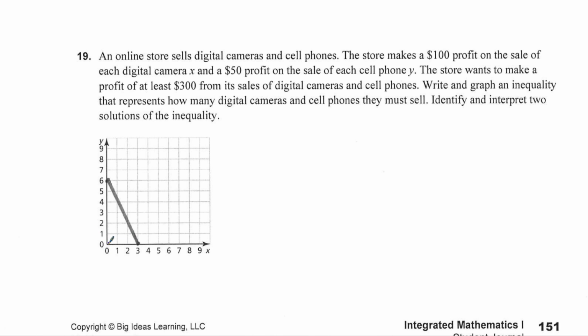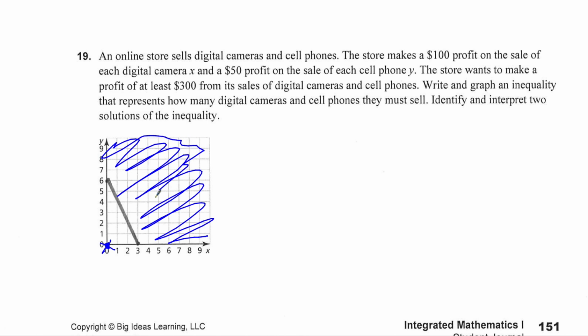So we ask ourselves, if they sell 0, can they make a profit? No, they can't, which means that's not shaded, which means we have to shade everything on the other side of that line, not that little point.